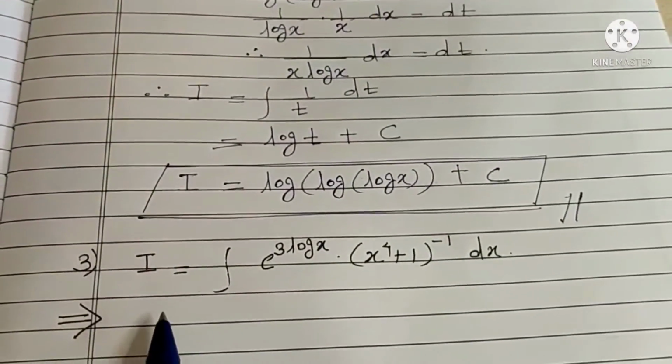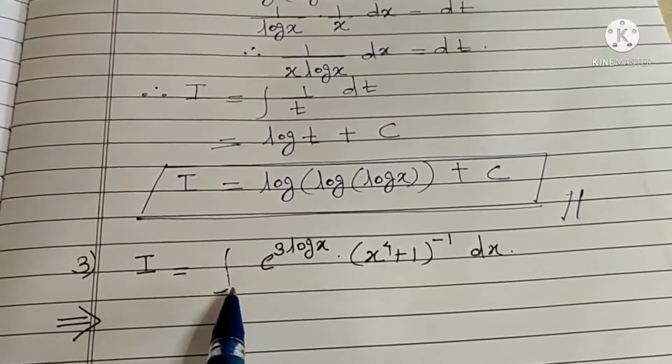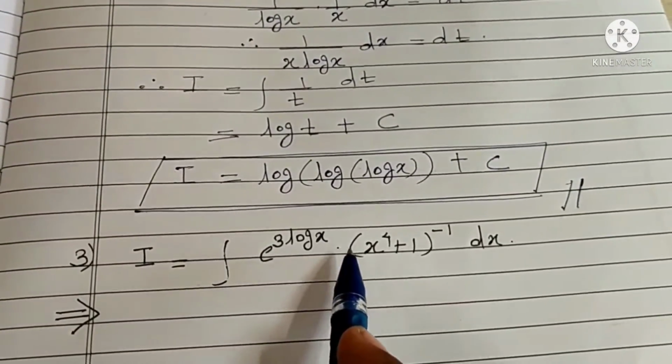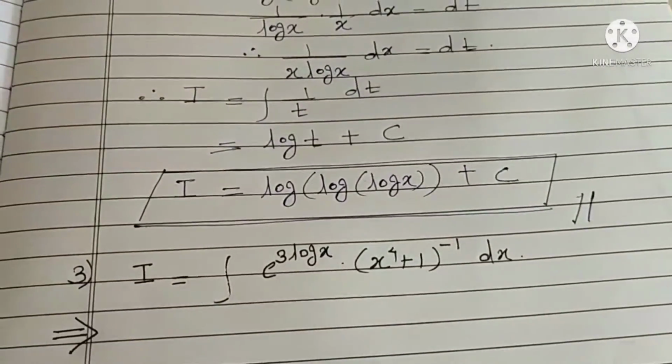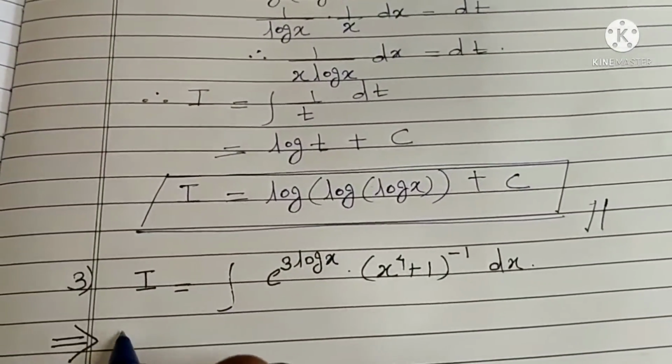Now we move toward the next example. I is equal to the integration of e raised to 3 log x into x raised to 4 plus 1 raised to minus 1 dx. So first write as it is I.